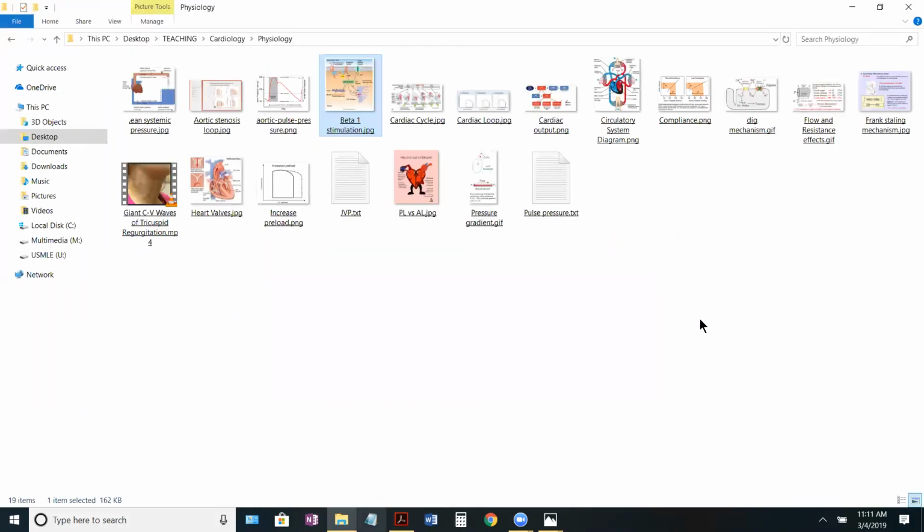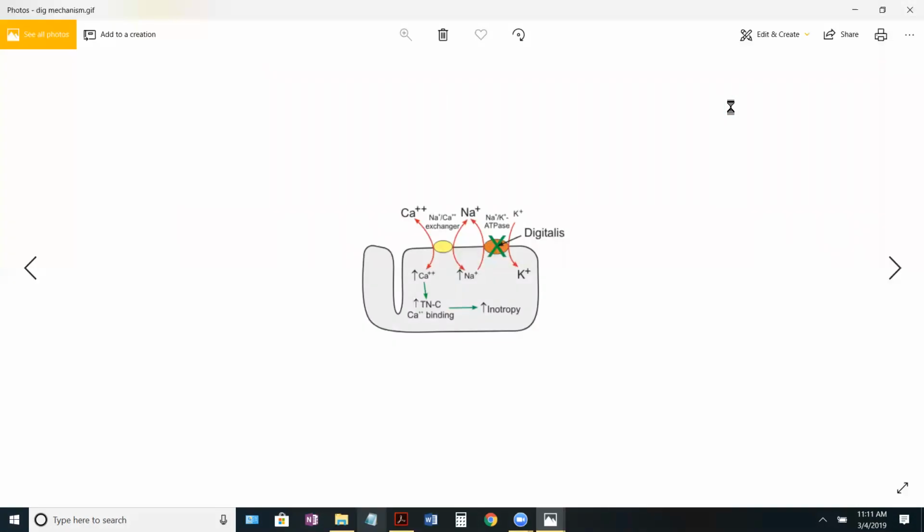But you have to understand this mechanism, because if you do not, you will be at risk of losing one or two questions on your exam. One of the pumps that your examiners like is the sodium calcium exchanger. Anybody know about this pump? Sodium potassium? No, the sodium calcium exchanger pump. It pumps calcium out and then sodium in.